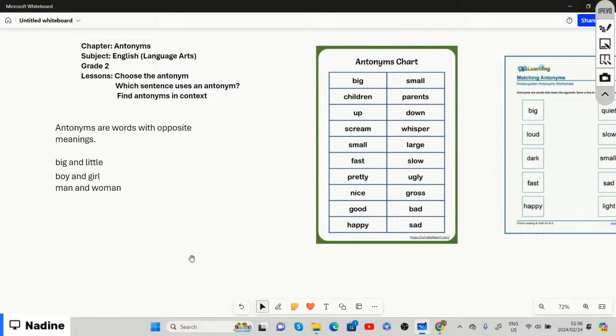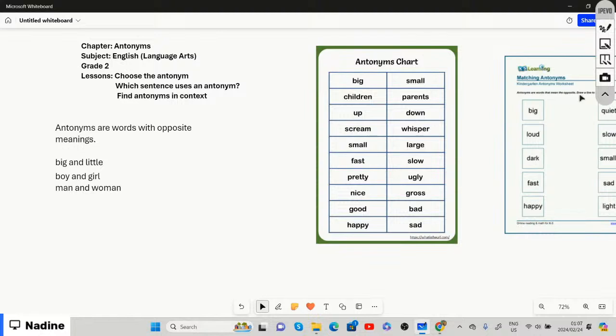All right, so antonyms. Antonyms are words with opposite meanings. In our previous lesson, we did synonyms, and we said synonyms are words with the same or almost the same meaning. So it's different words, but the meanings are the same or almost the same. Antonyms are again words with the opposite meaning. If it does not mean one thing, it means the other thing. It's opposite.